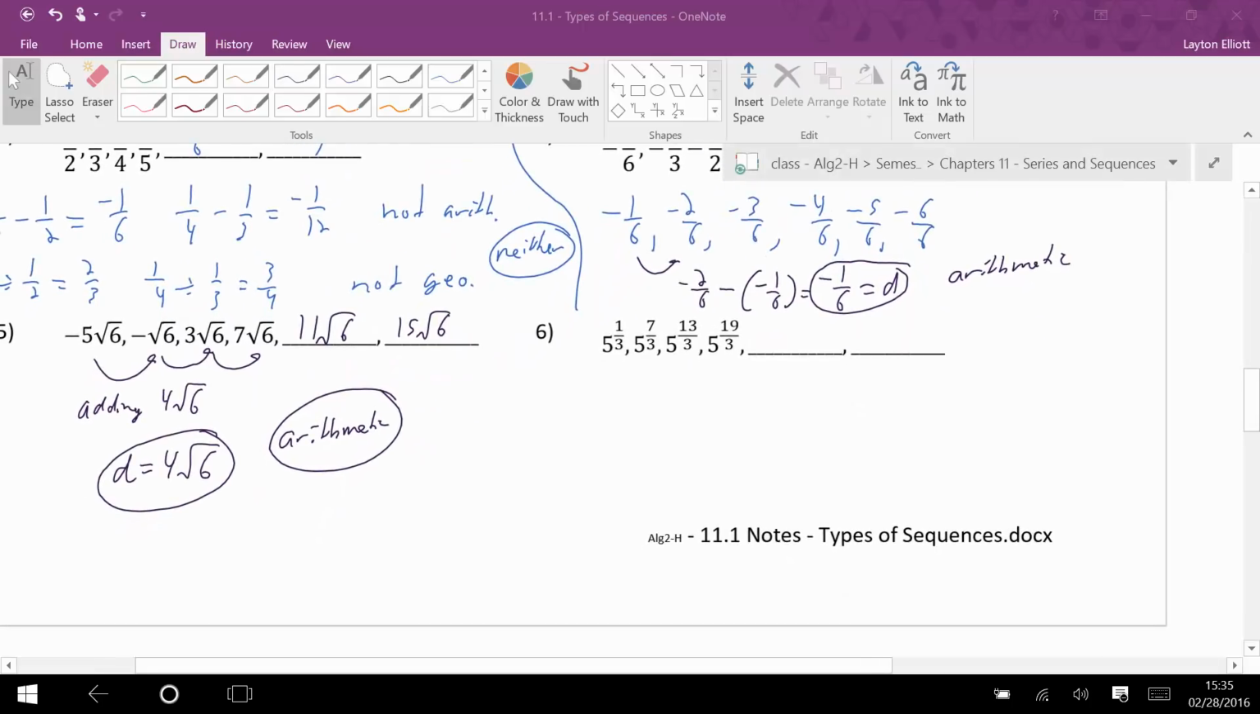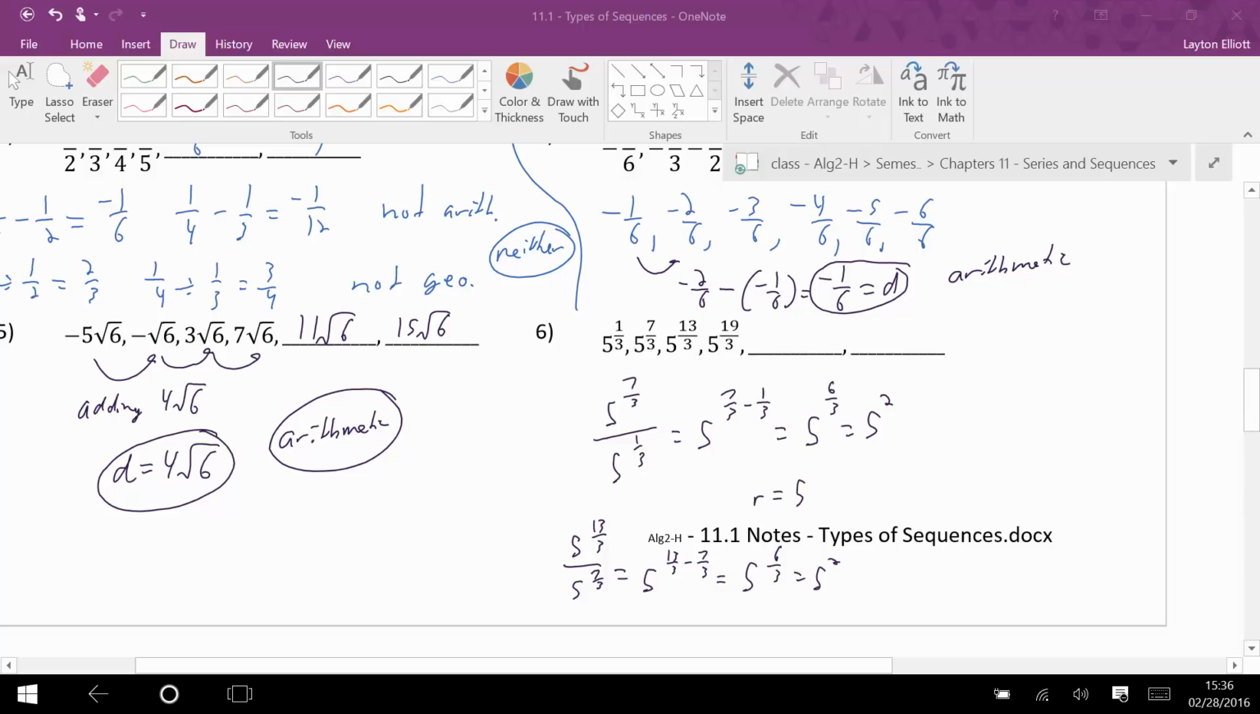Lastly, in number 6, my exponents are changing, but my bases are remaining the same. And we know that when we multiply with the same base, we add the exponents. So what's happening is, I can kind of think of it like this. I'm going to take 5 to the 7/3 over 5 to the 1/3, which gives me 5 to the 7/3 minus 1/3, or 5 to the 6/3, or 5 to the 2nd. And then I'm going to just do that with another set. Let's do 5 to the 13/3 over 5 to the 7/3. That's going to give me 5 to the 13/3 minus 7/3, which is 5 to the 6/3, or 5 squared. This is a common ratio of 5 squared, which is also 25. I'm just going to leave it as 5 squared actually. So knowing that, this is a geometric sequence.